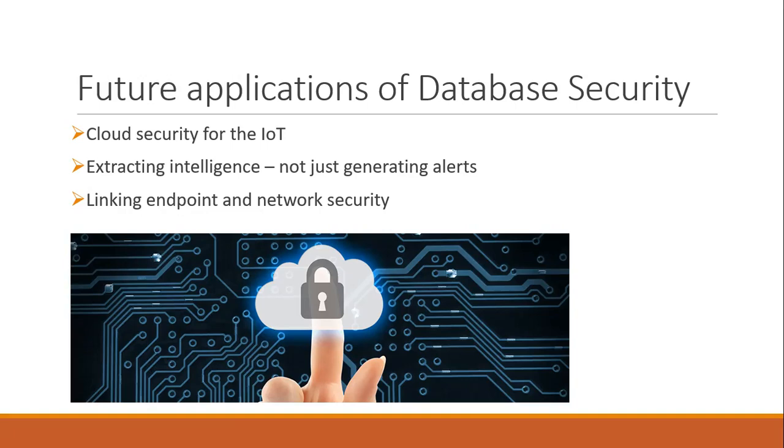Extracting intelligence, not just generating alerts. The security industry has traditionally had an avalanche of security events and alerts creating overload chaos. However, the emergence of smart and integrated cloud-based security systems will transform an alert-centric approach into an intelligence-centric approach. Lastly, linking endpoint and network security. The security industry has traditionally approached endpoint security and network security as completely different products. But with rapidly evolving threats on databases, we need to see these two critical security components develop deeper levels of awareness and connectivity.